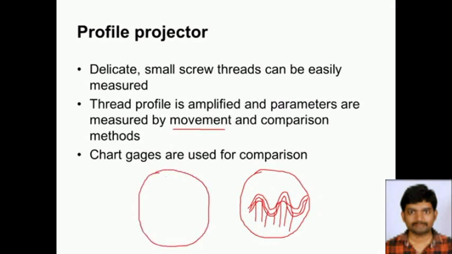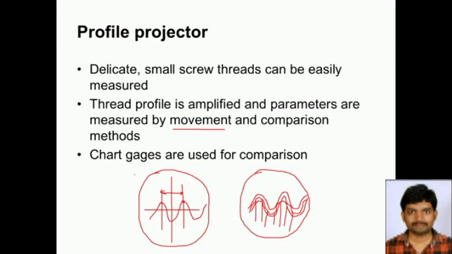And in the movement method, on the screen we observe two cross lines and we want to measure the pitch of the thread. We fix the cross line to meet the crest, and the micrometer reading is taken. Again we move the crosshair to the successive crest at the same point, and the reading is taken in the micrometer. The difference of those two readings is considered as the pitch of the screw thread. I hope everyone understands this.